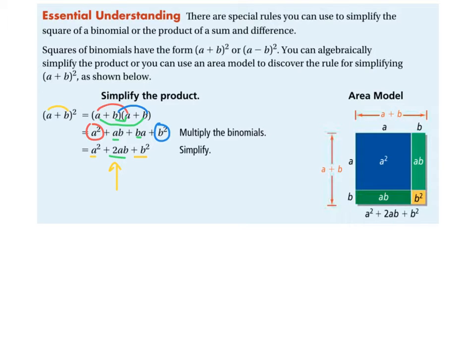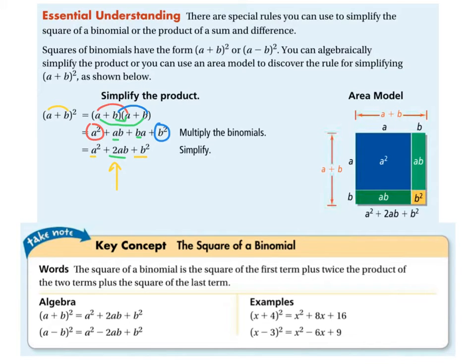Okay, and so the rule we can say is the square of a binomial is the square of the first term plus twice the product of the two terms plus the square of the last term.